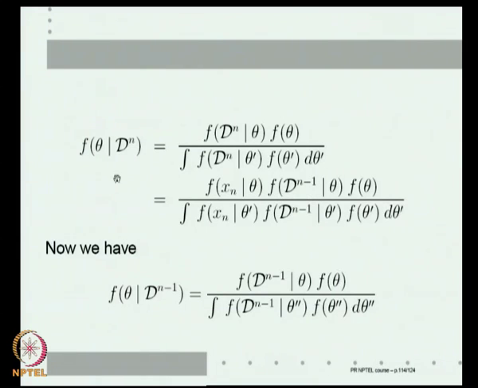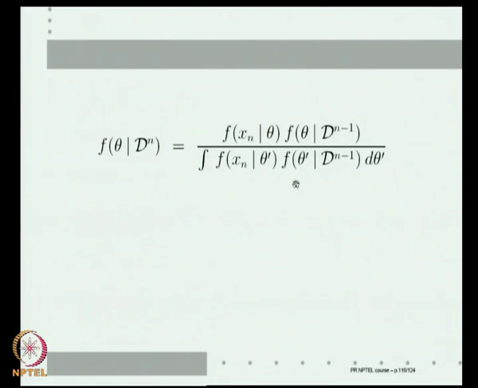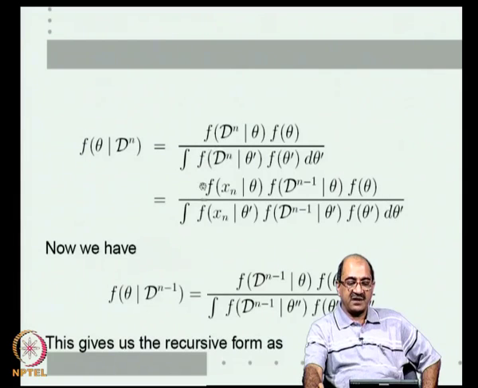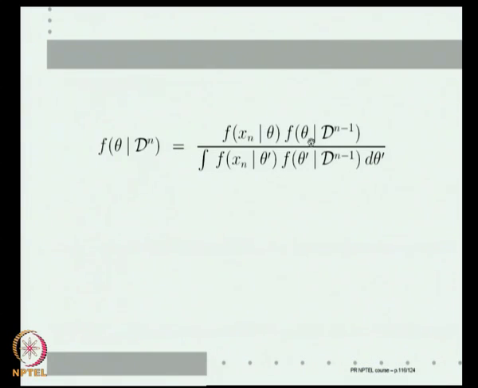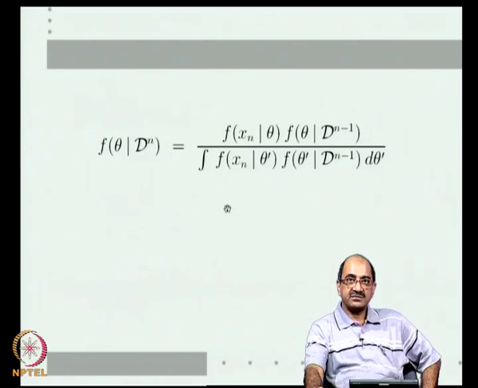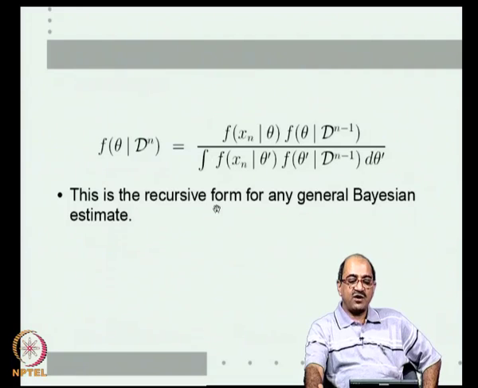Right. If I do that, my f theta given D n becomes f of x n given theta, that is already there. f of x n given theta is separately there in both numerator and denominator. Only the remaining thing we are simplifying using this formula. So, f of x n given theta, f theta given D n minus 1, divided by integral f of x n given theta prime, f theta prime given D n minus 1, d theta prime. This is truly recursive. If I know f theta given D n minus 1, I can calculate f theta given D n given only f of x n given theta, that is the new sample. So, this is the recursive form for any general Bayes estimate, right.